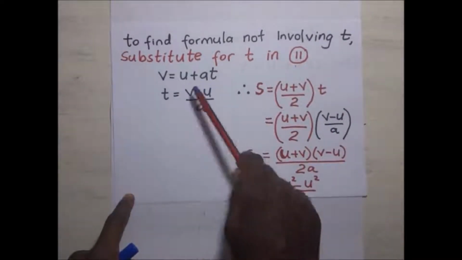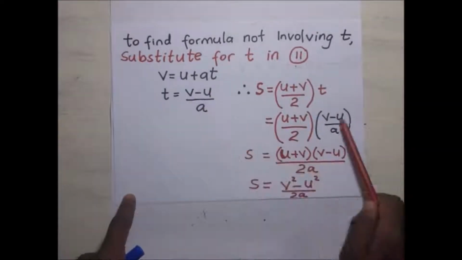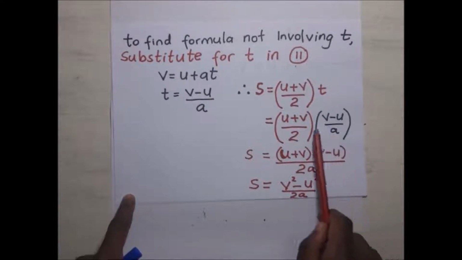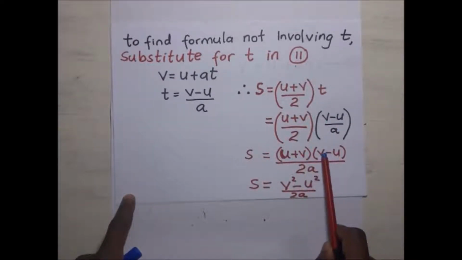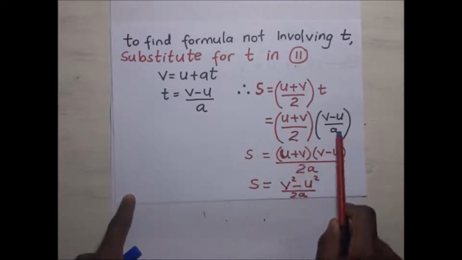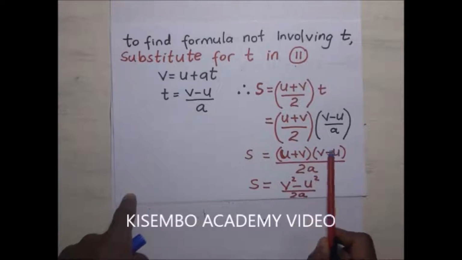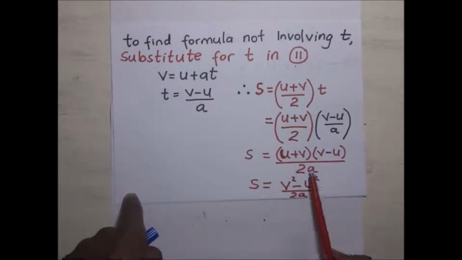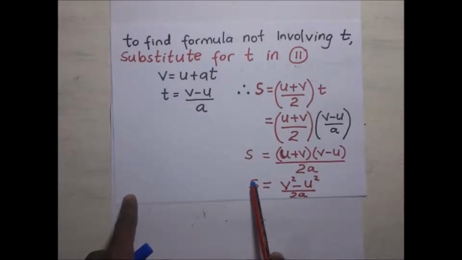So when we put this expression here, this value of t has been replaced here. So it's going to be v plus u over 2, then v minus u over a. So when this is multiplied, that becomes u plus v into v minus u over 2 times a, which is 2a. From our mathematics, this is a difference of two squares. So this is the same as v squared minus u squared. Of course, when you open brackets here, you end up with this expression. Divide that by 2a. That is going to be equal to s.